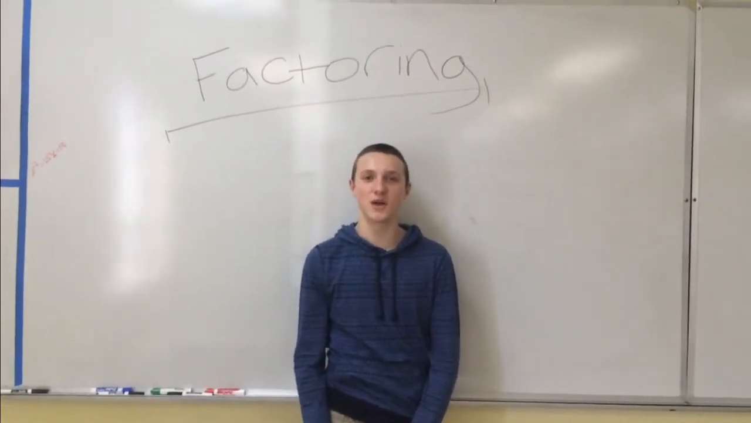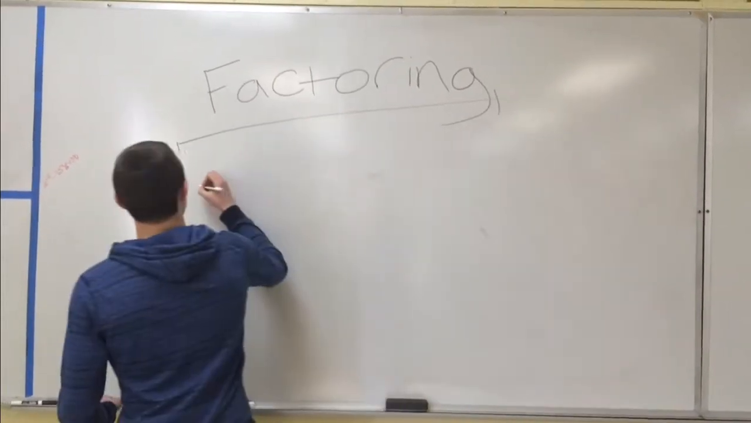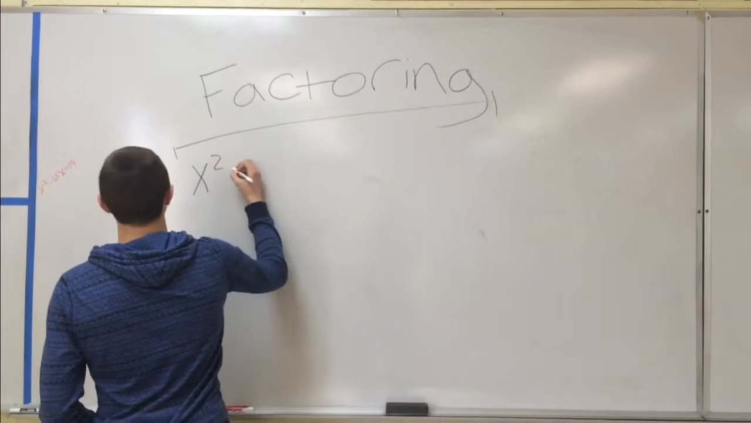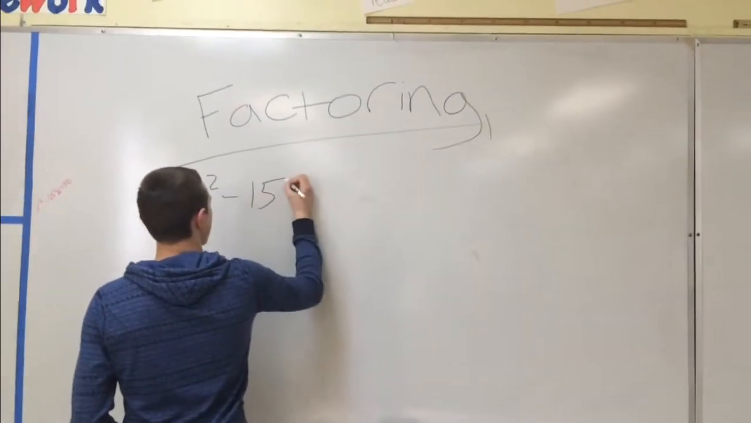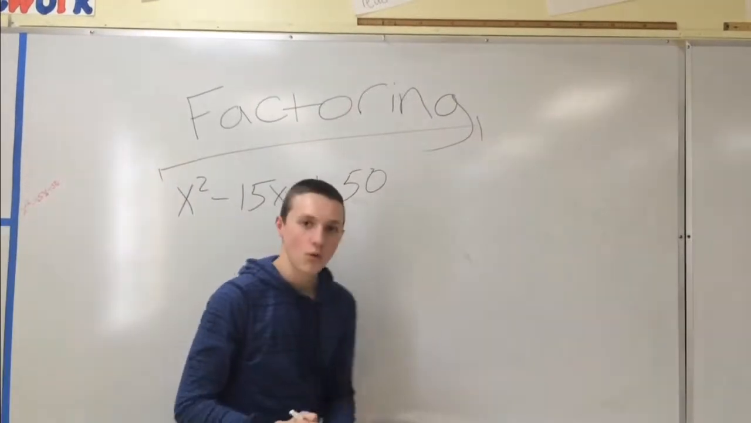Today, we're going to do two problems of factoring. Our first problem is x squared minus 15x plus 50. What's our first step to solve this problem, class? John? It is to find two numbers that are factors of 50 but still add up to negative 15.